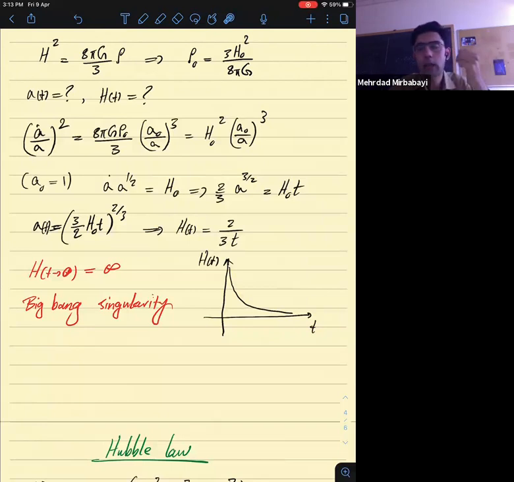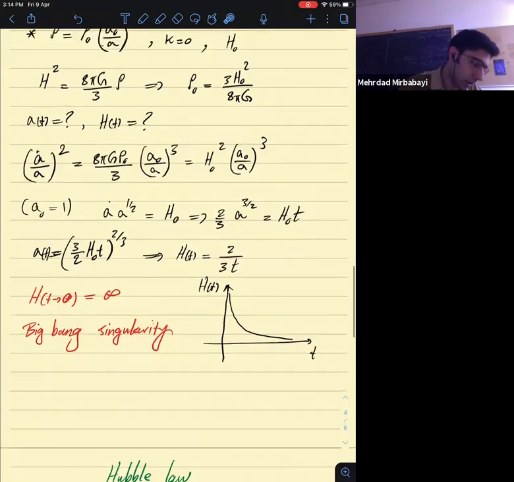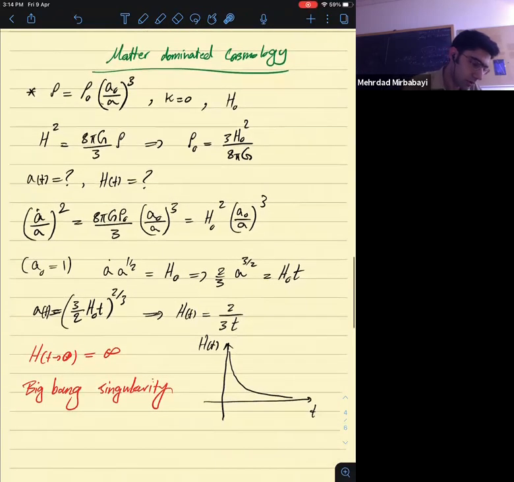Now, if we add additional components, then we will have different histories. But this is one example in which, imagine if today we measured the Hubble parameter. This is the type of question that we can ask in cosmology.